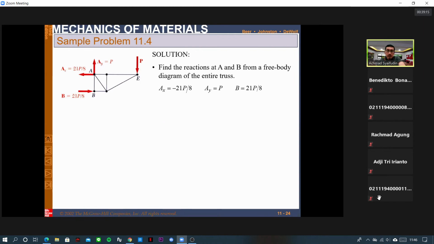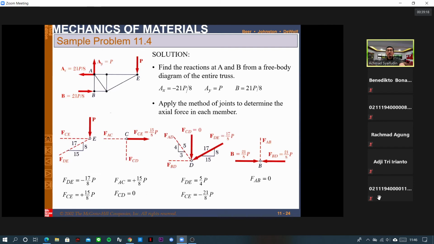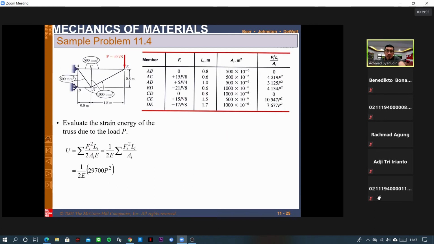After that, there are two methods, the joint method or the section method. You can find all member forces like this. Then you can use this formulation to get the total strain energy of the structure based on this table.